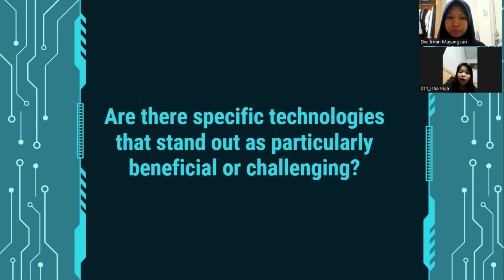And there are also the beneficial aspects for the machine translation. The first one, the efficiency in translation tasks. Machine translation tools enhance the speed and efficiency of translating large volumes of texts, making them valuable for quick comprehension and basic translation.